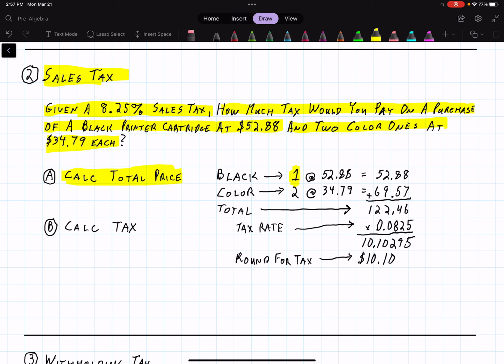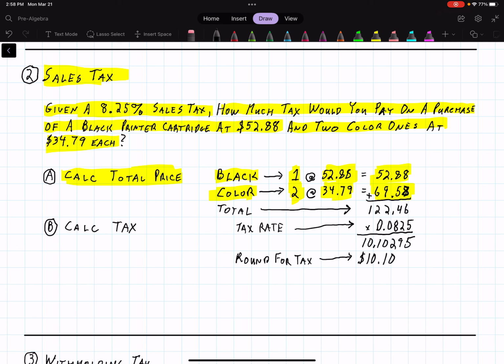So I have one black printer cartridge, and it costs $52.88. So 1 times $52.88 is $52.88. And then I look at my color ones. I'm buying two color ones at $34.79 a piece. So 2 times $34.79 gives me a total of $69.58, I would think. Let's see. Let's do that again. 79 and 79. That looks like it's written wrong. That should be an 8. There we go. Now we've corrected it. All right, so that's good.